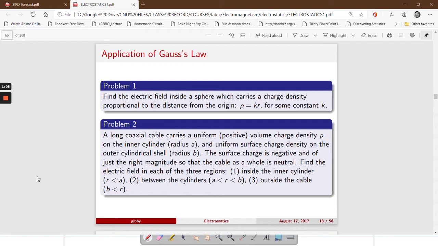For the first problem, find the electric field inside a sphere which carries a charge density proportional to the distance from the origin. This is given by rho equals kr, so this is proportional to the distance from the origin.